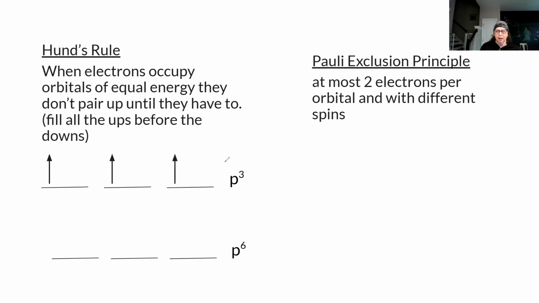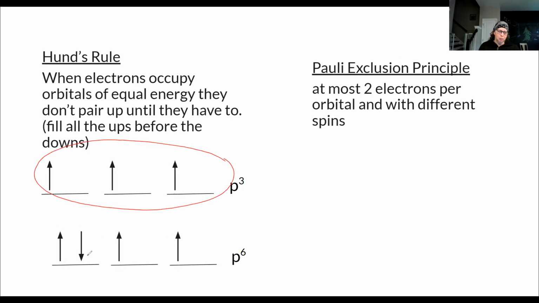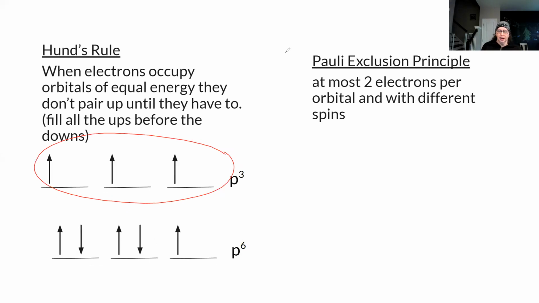How about if I have P4? Up, up, up, down. Okay, this is set up this way because we want to have as much equal energy as possible. Now, P3 has perfect equal energy. P4, it's just the best it can do. What about if I had P5? Then I'd have up, up, up, down, down. What if I had P6? Up, up, up, down, down, down.